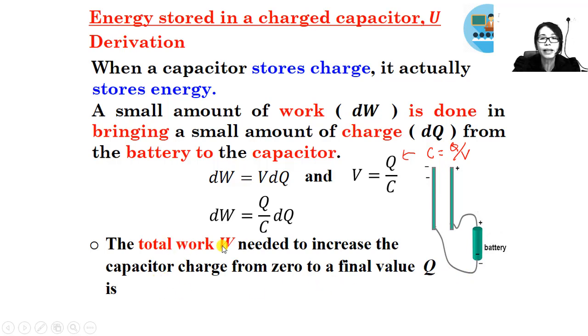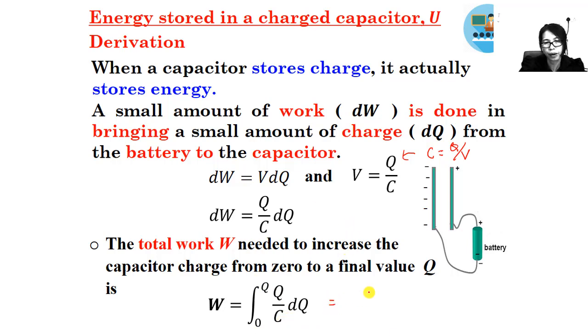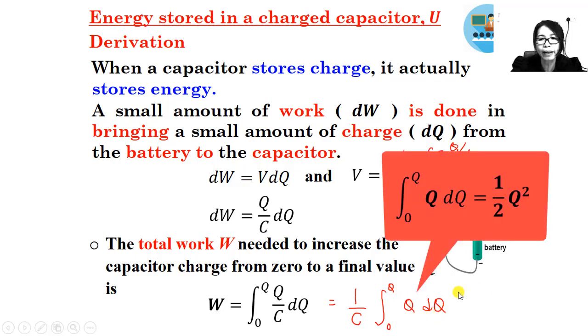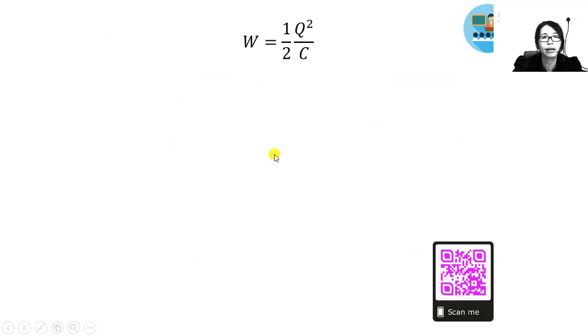So the total work done, W, needed to increase the capacitor charge from 0 to a final value Q will be given by the integration of Q over C dq from 0 to the final value Q. So class, how do we do the integration? The value of capacitance is constant, so we do not need to integrate the capacitance. We are going to integrate the charge Q dq. Integrating Q, we get 1 over 2 Q squared.